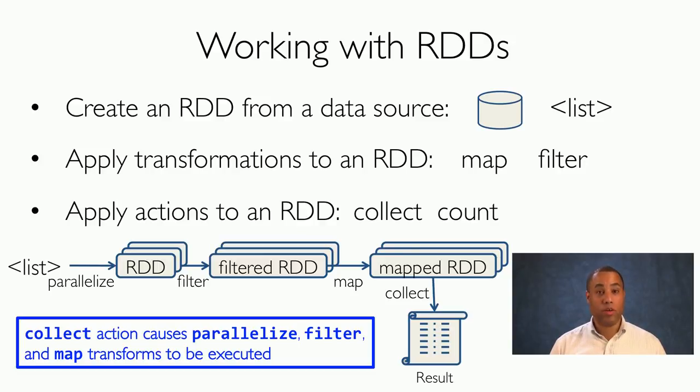So here we have a figure that shows, starting with a list, we parallelize that list. That creates an RDD. We then filter that RDD, creating a new filtered RDD. Then we do a map transformation that maps that RDD to a new mapped RDD. And finally, we perform a collect action, which now causes the parallelize, the filter, and the map transformations to actually be executed and return a result back to the driver machine.